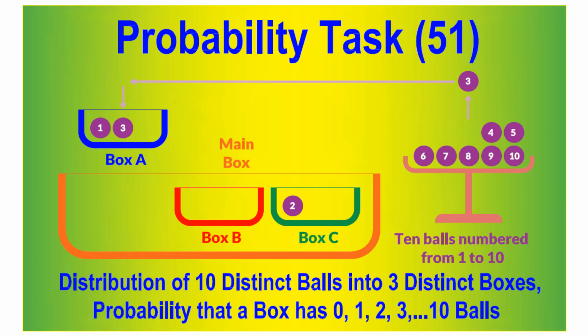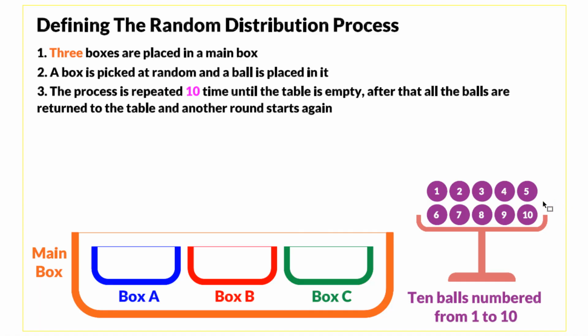In this video, we will study the distribution of 10 distinct balls into 3 distinct boxes, and we will find the probability that a box has 0, 1, 2, 3 up to 10 balls. So let us define the random process.